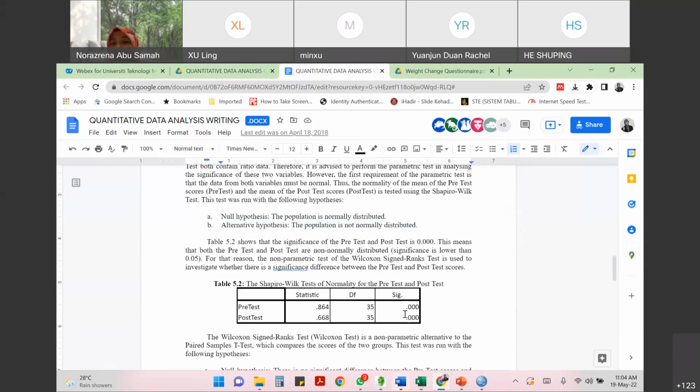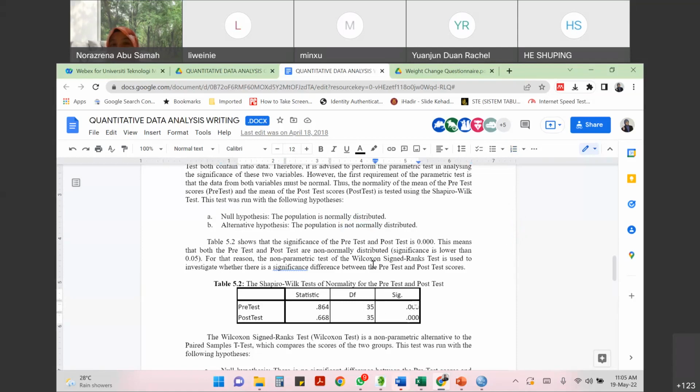So you compare to 0.05, the alpha level. Is it above or less? If it is above, then it's normal. For this example, it is less, so it is not normal. The pretest is not normal. Understand? Yes.